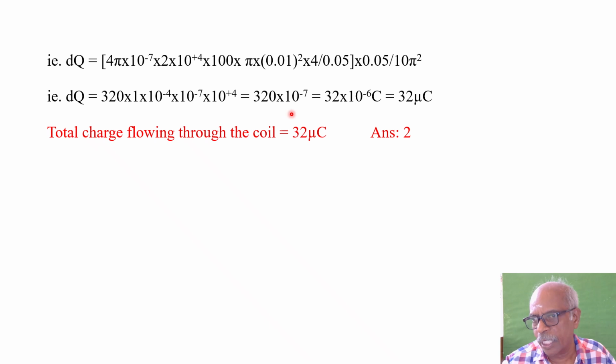It means what? 32 into 10 power minus 6. What is the unit for charge? Coulomb. 32 into 10 power minus 6 coulomb. What does 10 power minus 6 mean? Micro. So 32 into 10 power minus 6 coulomb is 32 microcoulomb. So the total charge flowing through the coil is 32 microcoulomb. Option 2 is the right answer for this question.